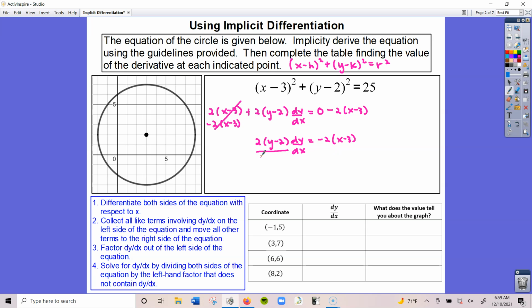And then I'm going to divide by 2(y - 2). Like this, my 2's here will cancel out. And I have that my derivative, dy/dx, is equal to -(x - 3)/(y - 2).